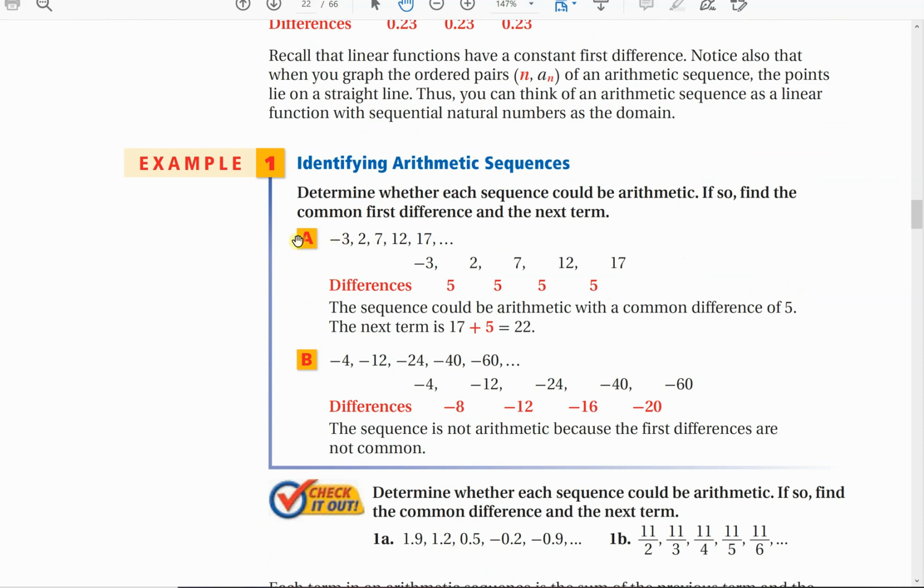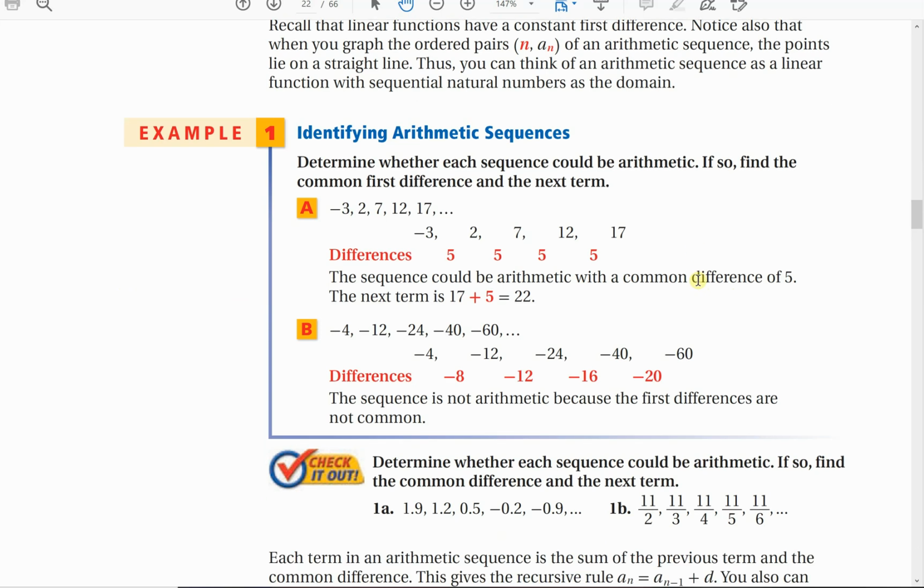So if we have in example 1 here, A, we have -3, 2, 7, 12, 17. So we look at 2 minus -3, that's 5. 7 minus 2, that's 5. 12 minus 7, 5. 17 minus 12, also 5. So we're basically adding 5 every time. So the next term would probably be 17 plus 5, which would be 22.